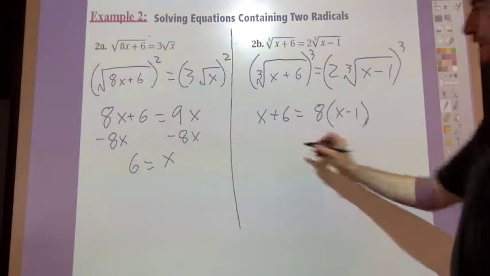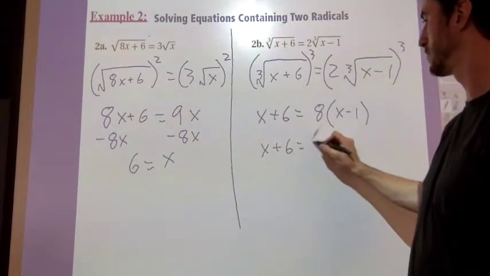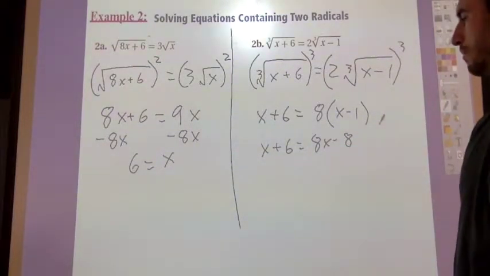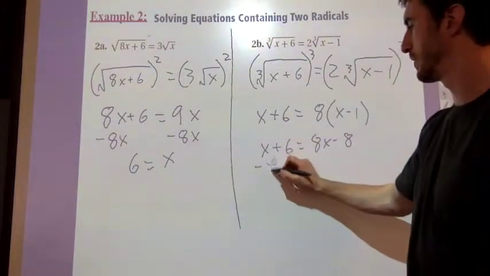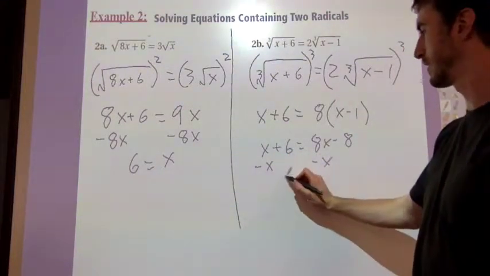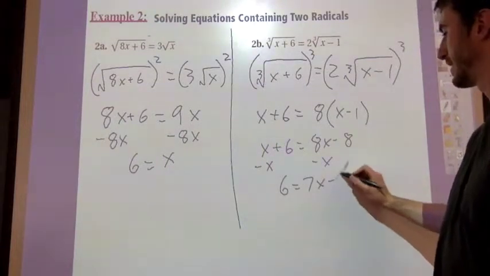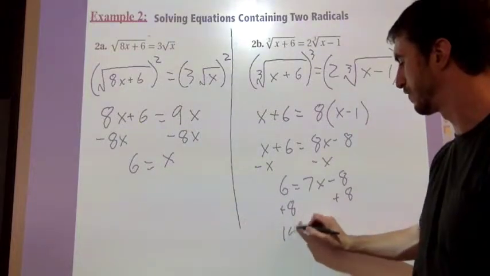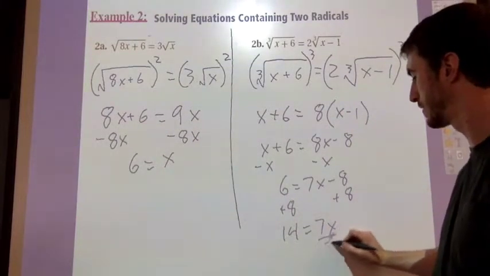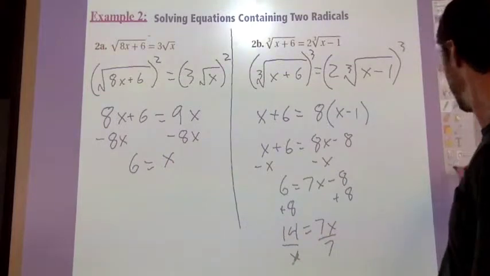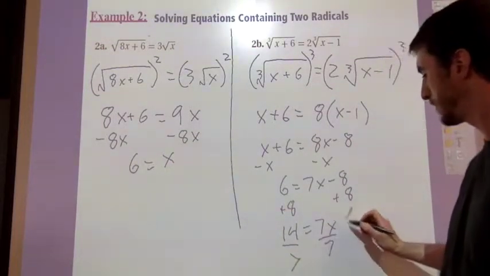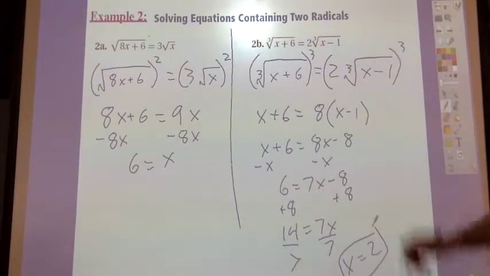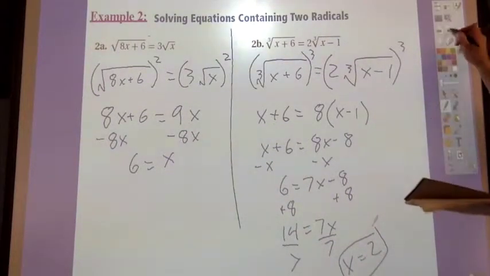So then I'll distribute my 8. I've got x plus 6 equals 8x minus 8. And now I want to combine like terms, so I'll subtract my x from both sides, and I get 6 equals 7x minus 8. Then I want to add 8 to both sides. 8 plus 6 is 14 equals 7x. Divide both sides by 7. That's not a 7, that's an x. Dividing both sides by 7, I get x equals 2. And you can check that by yourself if you want to.